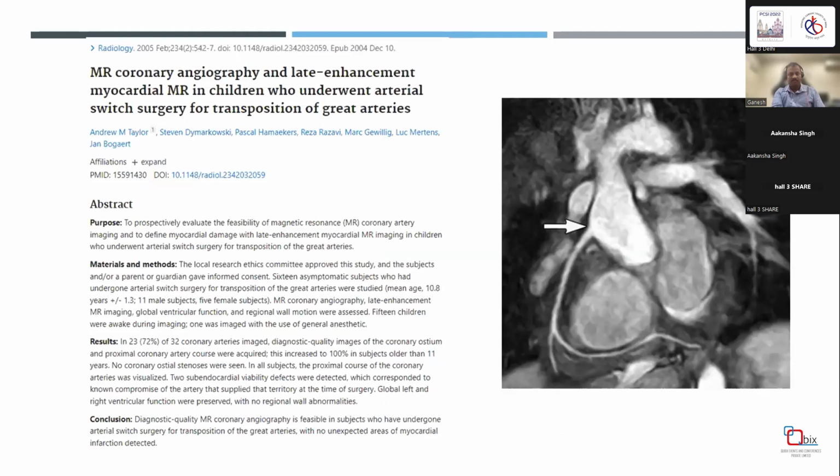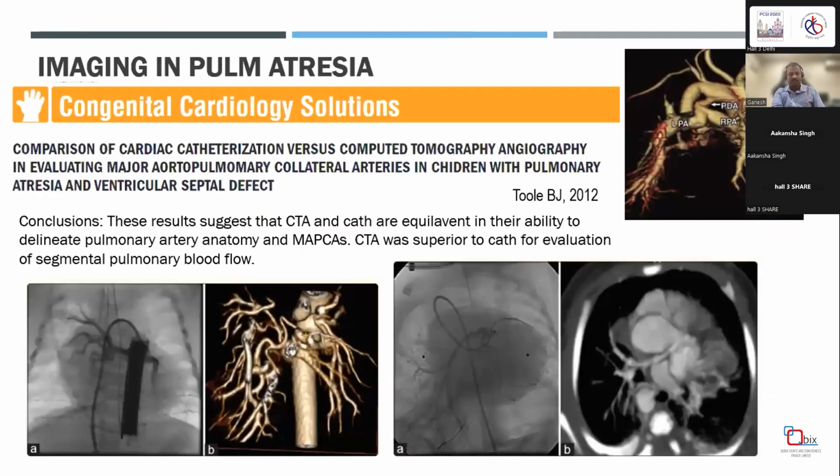And then I was looking at some of the post-operative follow-up of TGA babies where we want to evaluate coronary anatomy because of the translocation, and MR coronary angiography, this paper says, is a very good way of assessing. In addition to coronary abnormalities like stenosis, it will also evaluate the myocardium, any infarction, ischemia, things like that.